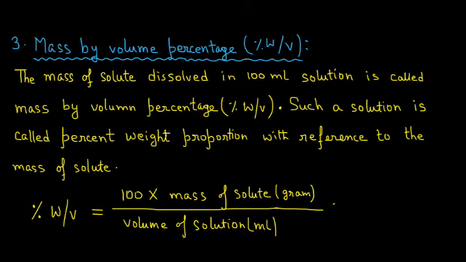Mass by volume percentage, W by V. The mass of solute dissolved in 100 ml of solution is called mass by volume percentage, that is percentage W by V. Such a solution is called percentage weight proportion with reference to the mass of solute. We can write percentage W by V as 100 multiplied by mass of solute in gram upon volume of solution in ml.